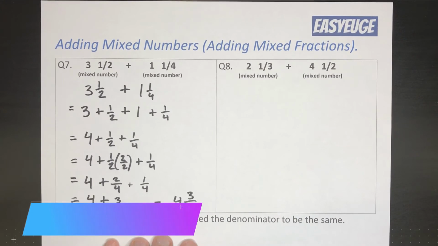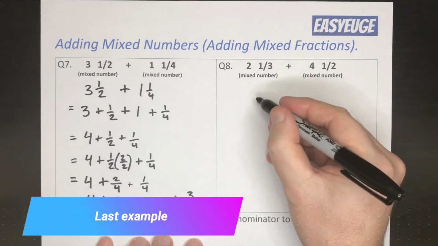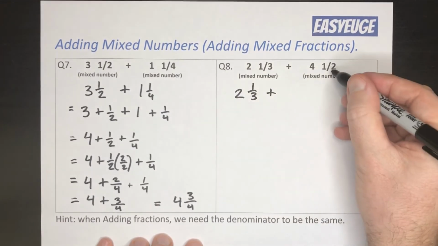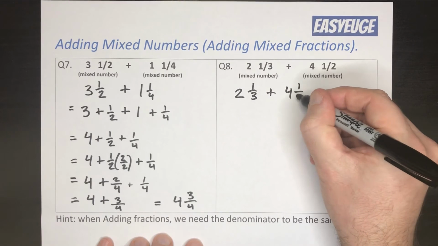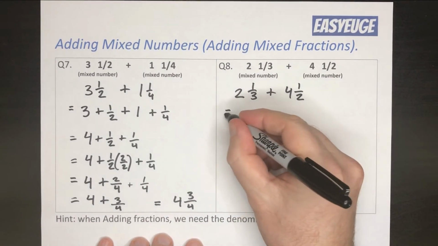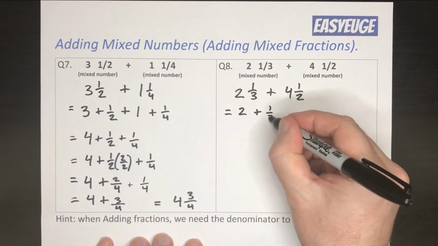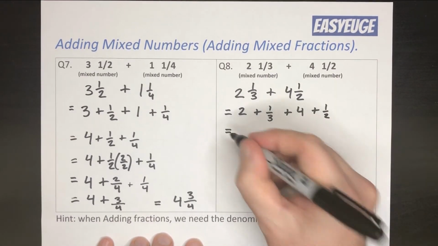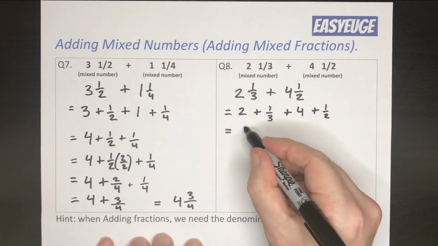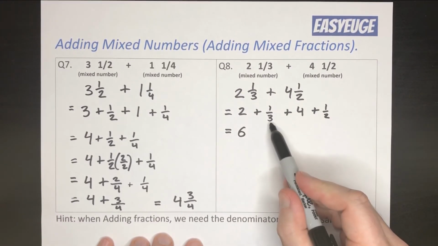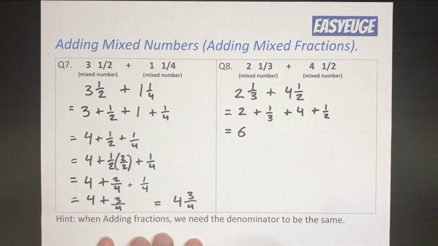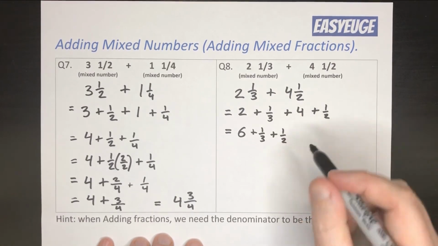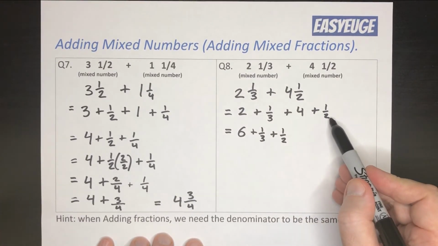And the last example in this video, let's see what's going to happen in this example. 2 1/3 plus 4 1/2. Let's rewrite this. 2 plus 1 over 3 plus 4 plus 1 over 2. 2 and 4 is 6. Uh-oh, 1/3 and 1/2. We can't add them just yet. So let's write them down and we'll see what we're going to do with these. We've added on the 1/3 and we've added on the 1/2.